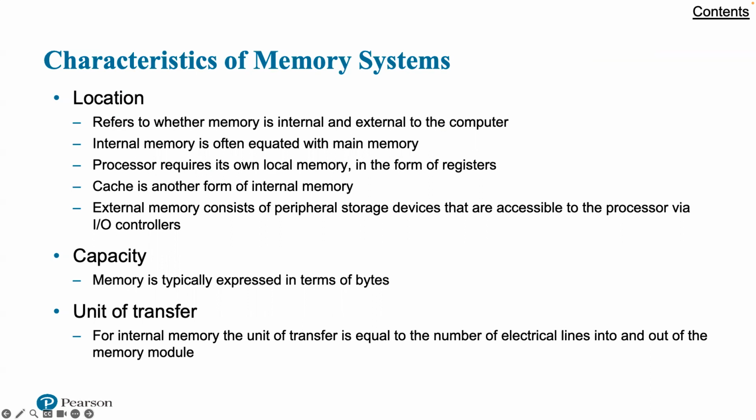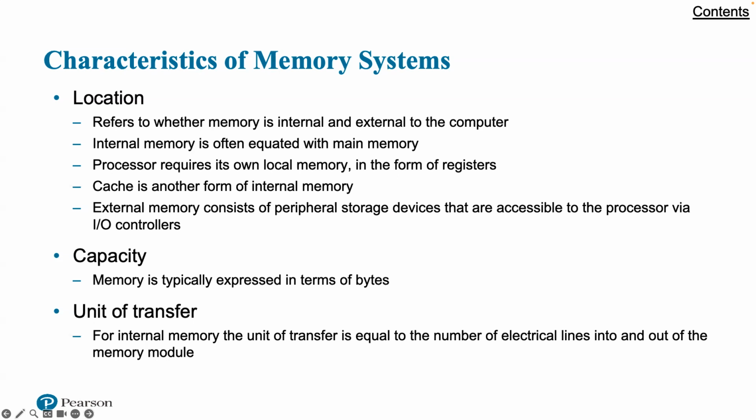Cache is another form of internal memory. External memory consists of peripheral storage devices such as disk and tape that are accessible to the processor via I/O controllers, input and output controllers. An obvious characteristic of memory is its capacity. For internal memory, this is typically expressed in terms of bytes. 1 byte equals 8 bits, or words. Common word lengths are 8, 16, or 32 bits. External memory capacity is typically expressed in terms of bytes.